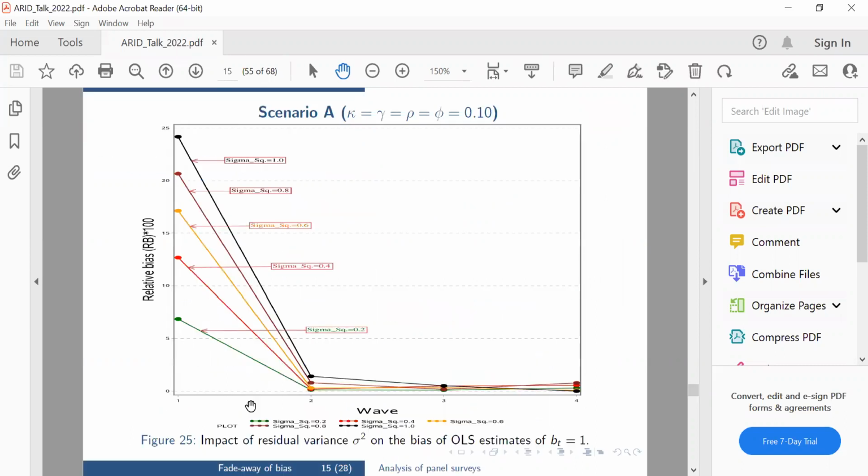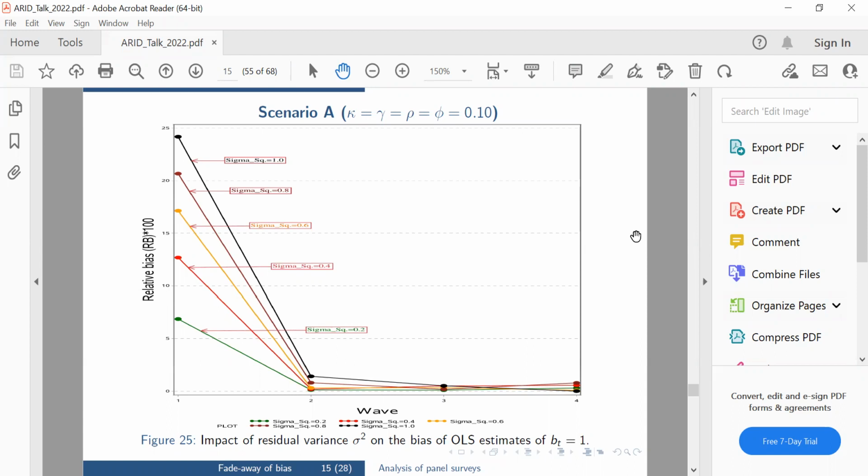For example, here are some graphs. We introduce a 4-wave panel. On the x-axis we have the wave of the panel, and on the y-axis we have the bias of the estimate. At the start of the survey, in the initial wave, which is wave 1, you can see that for different values of the residual term, for example sigma square equal to 1, there is an initial bias of 25%. But just after one panel wave, the bias vanishes. So the estimates are almost unbiased, and in later waves there is no bias.